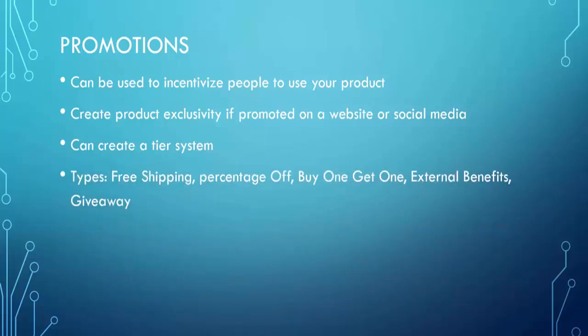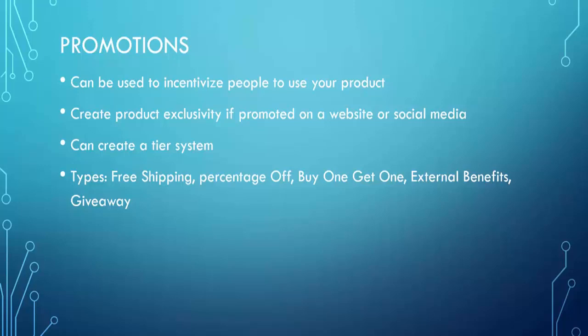There are several types of promotions that you can run on Amazon. You can do a free shipping, a percentage off, buy one, get one, external benefits, and a giveaway. So with free shipping, that is only available if you're not using FBA. With a percentage off, you would tell the customer that they get a certain percentage off if they buy a certain quantity of the product.